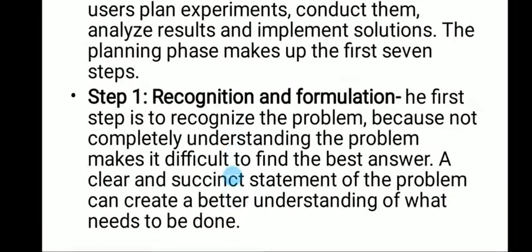The first step is to recognize the problem, because not completely understanding the problem makes it difficult to find the best answer. Just like in examination halls, you first have to understand your problem, otherwise you cannot give the proper answer. This requires recognition and formulation. A clear and succinct statement of the problem can create a better understanding of what needs to be done.